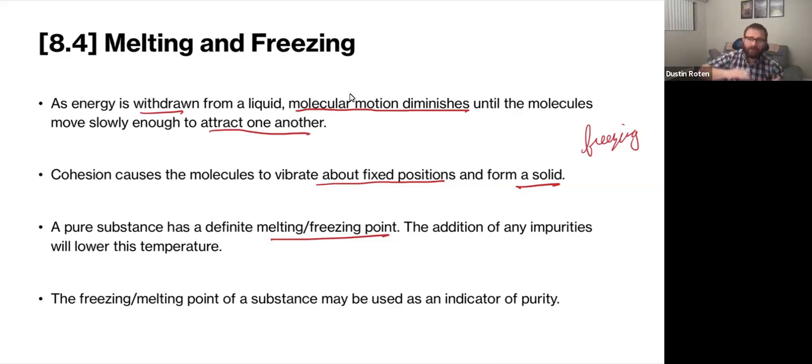Because if you add any sort of impurities, this will actually lower the temperature, because there's just sort of more junk in there that gets in the way of the melting and freezing process. So that's one way. If you do analytical chemistry, that's one method that you can use to identify unknown substances.